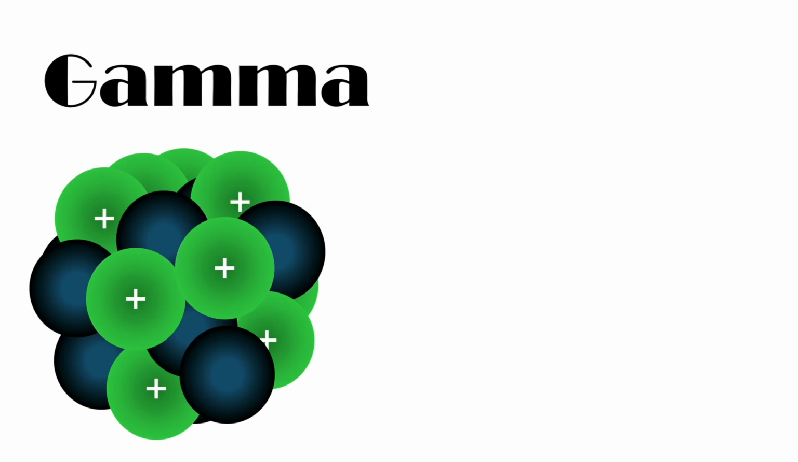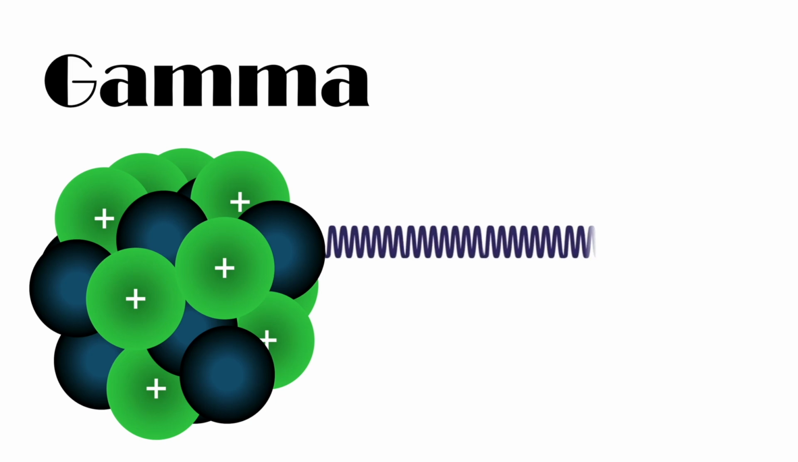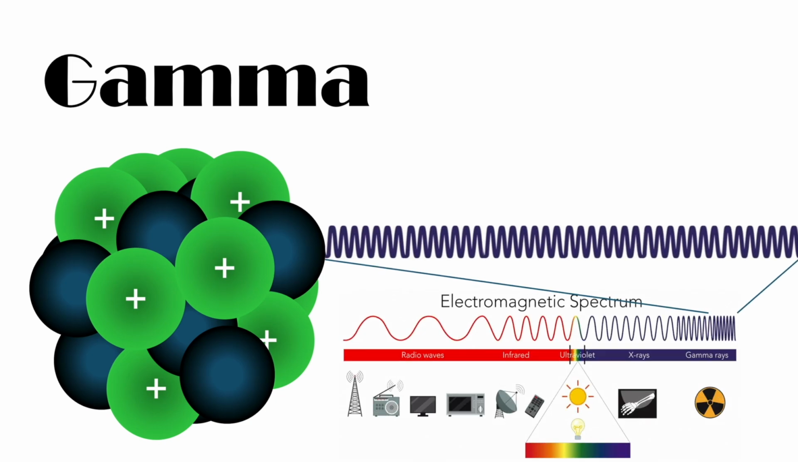After alpha or beta decay occurs, the nucleus is left in an excited state. To return to a lower energy state, the nucleus ejects a highly energetic wave in the gamma range. This is gamma decay. This video just scratches the surface on this fascinating phenomenon.